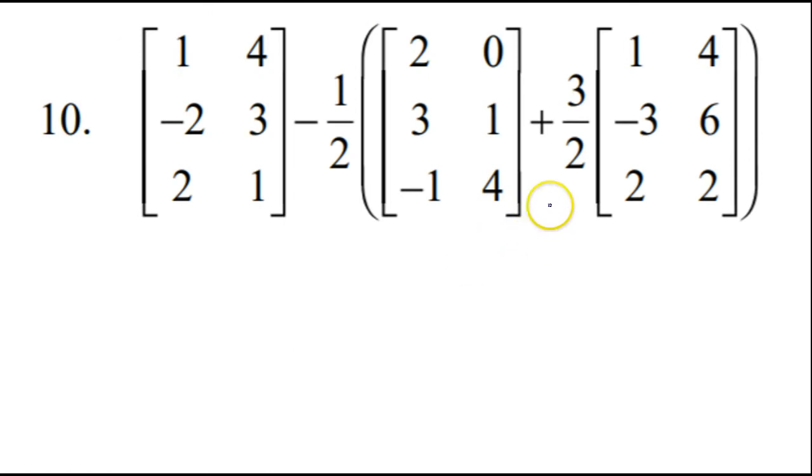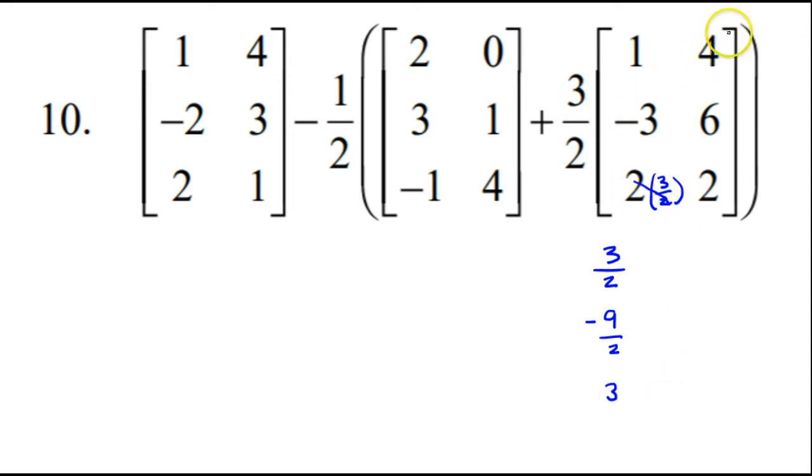Problem number 10, I will again work from the inside out. So the first thing I need to do is multiply by a scalar of 3 over 2. 3 over 2 times 1 is 3 over 2. 3 over 2 times negative 3 is going to be negative 9 over 2. 3 over 2 times 2 is 3. And again, in my mind, I'm doing this. 3 over 2. The 2's cancel. That's where I got 3.